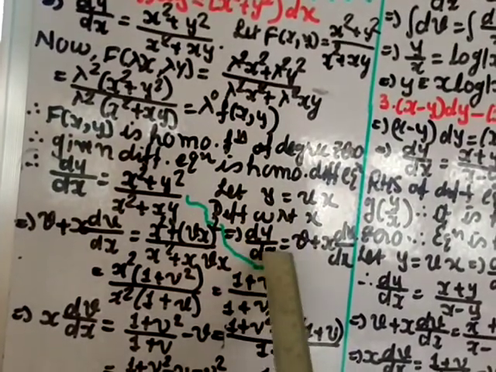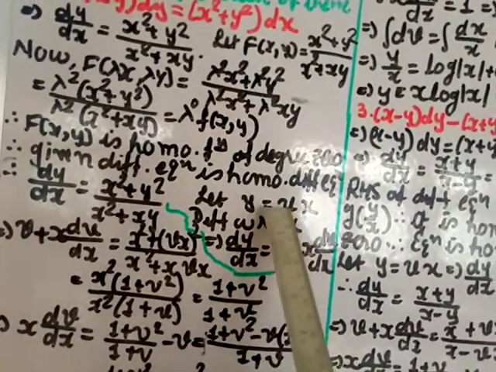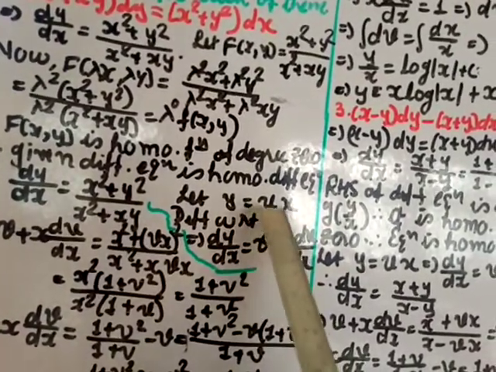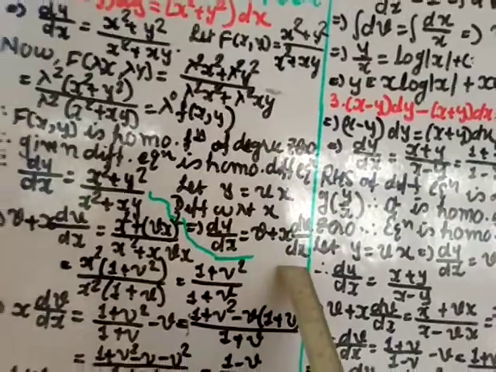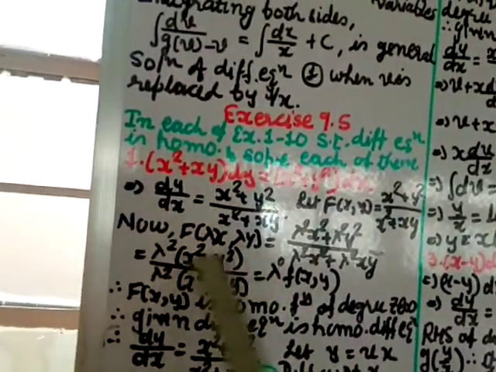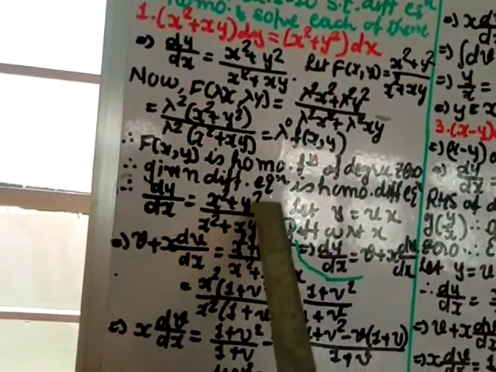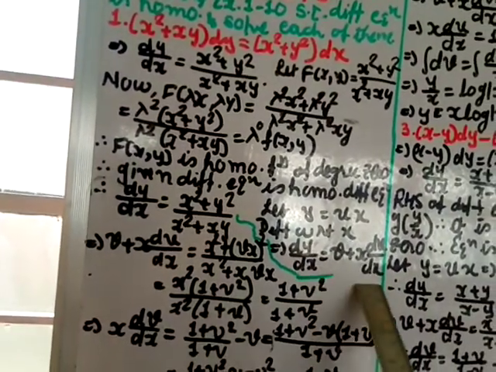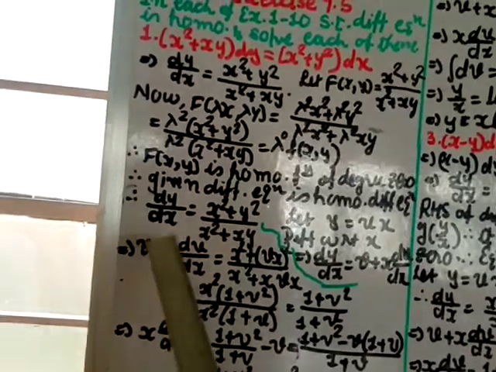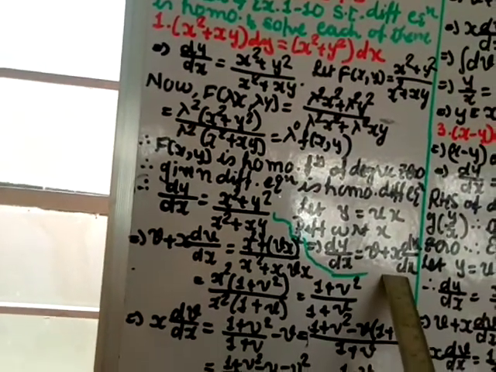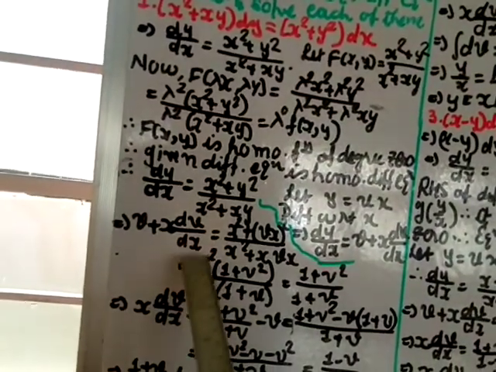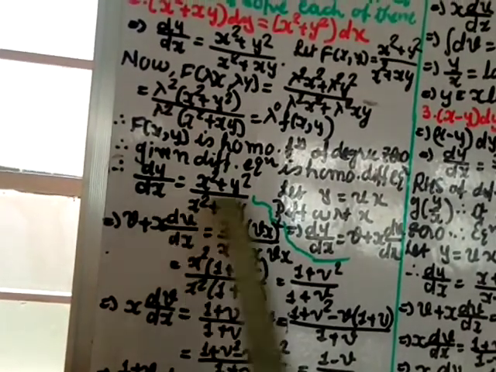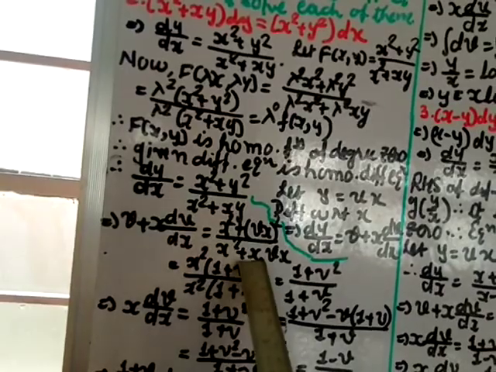So dy by dx is equal to v as it is, the derivative of x with respect to x is 1, I have not written, plus x as it is, the derivative of v with respect to x is dv by dx. Okay, I am taking this differential equation dy by dx equal to (x square plus y square) divided by (x square plus y square). Now we will substitute this dy by dx value as this, and instead of y we will put vx. So putting the value of dy by dx, v plus x dv by dx equal to x square plus, instead of y, (vx) whole square, divided by x square plus x times, instead of y, vx.